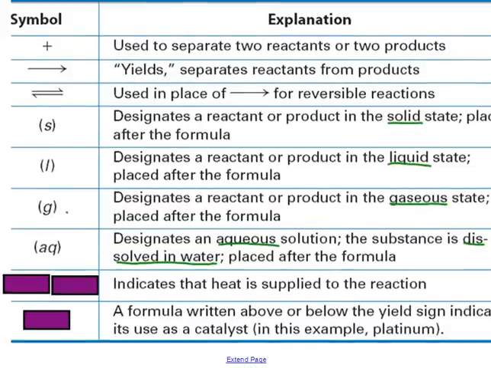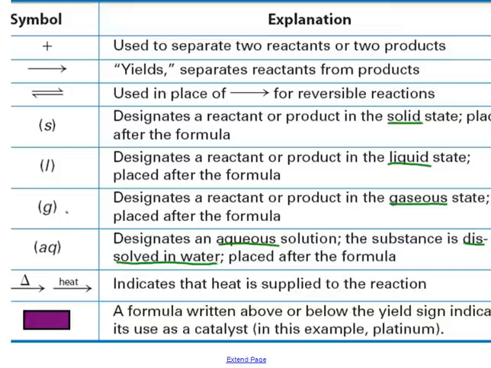If heat is supplied to the reaction to make it happen, there's one of two ways that we can indicate this, and both of these symbols are placed on top of the reaction arrow. You can just write the word heat over the arrow, or you can use the Greek letter delta, which is simply a triangle, and this means heat is applied, and you would write either of those symbols directly over the arrow.